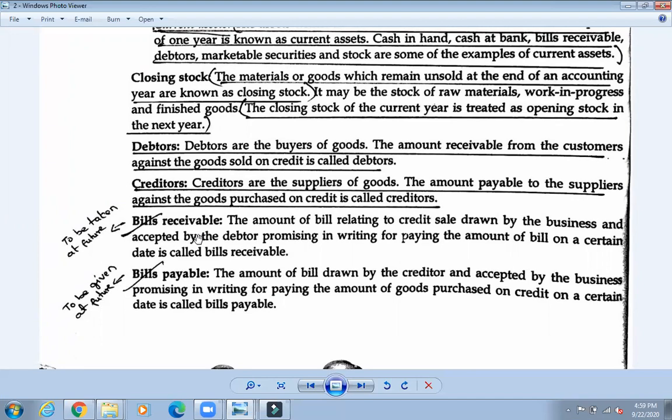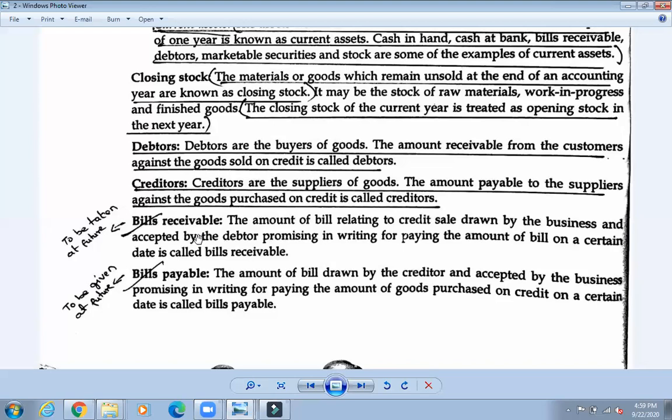Receivable means the money that must be received but has not been received yet. Suppose I need to get money from Ram. I need to receive money from Ram, but am I getting it? I'm not getting it till now.